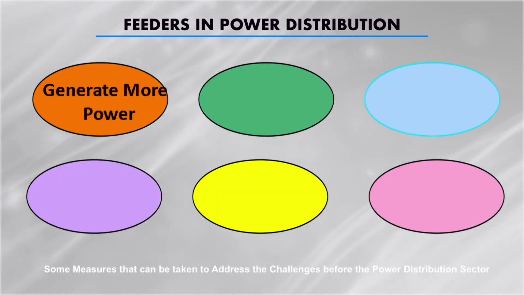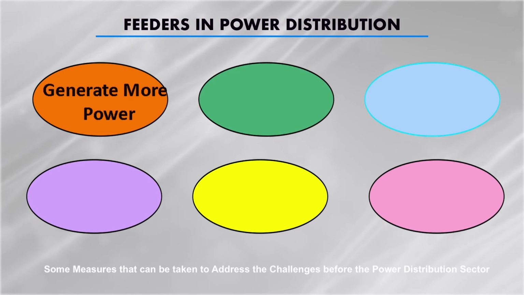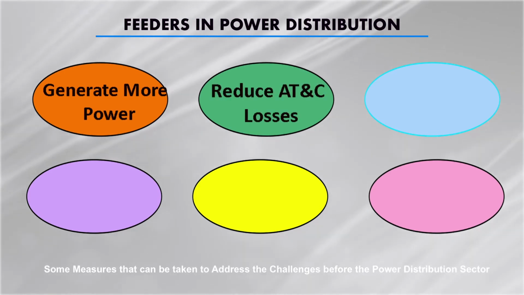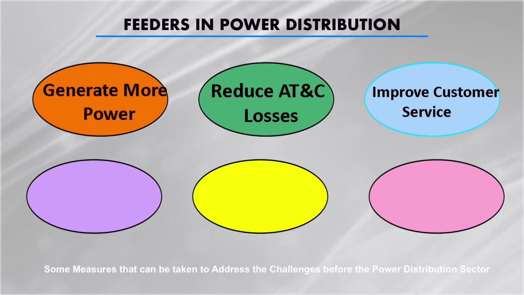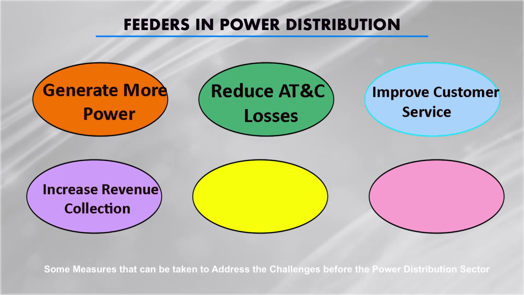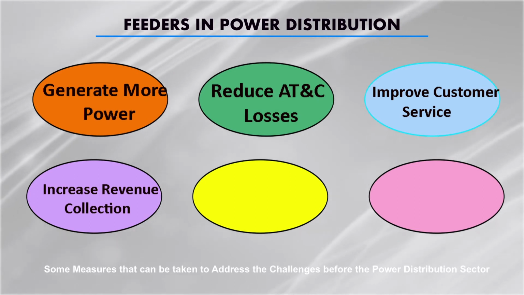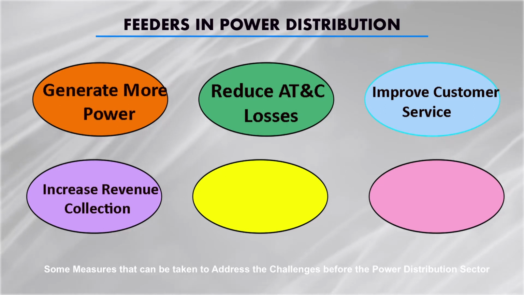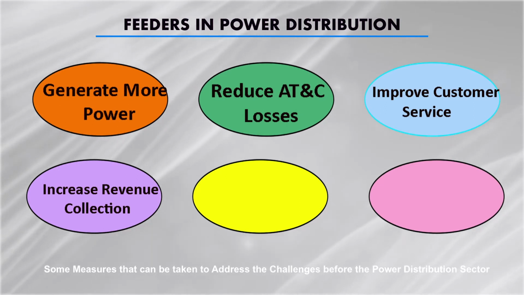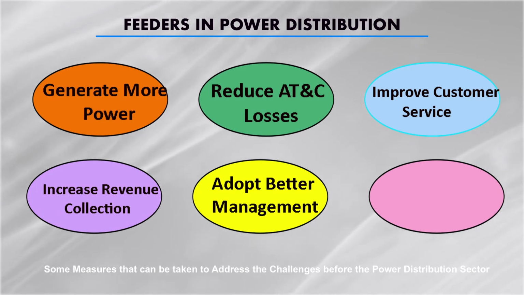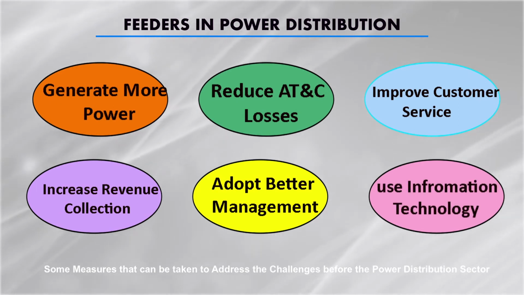So some measures are like reduction of the aggregate technical and commercial losses. Then it is necessary to improve the customer service, then increase the revenue collections. Yes, the theft is there and power pilferage is there, generally in the rural areas, as I have just mentioned. Adopt better management in the distribution sector and use of information technology.